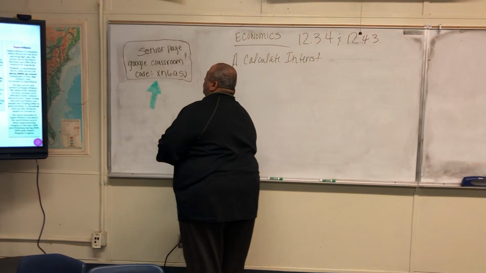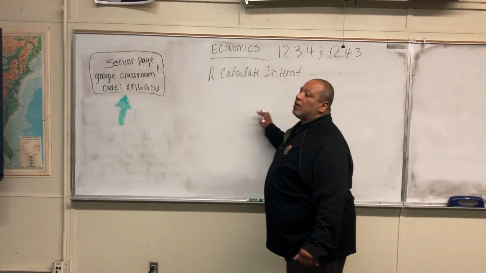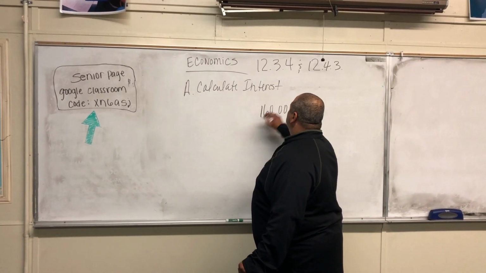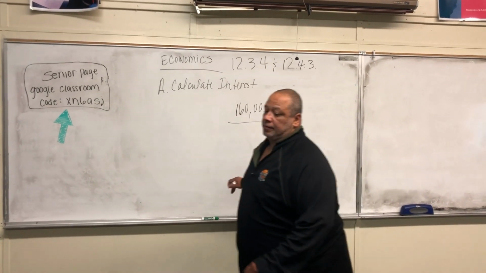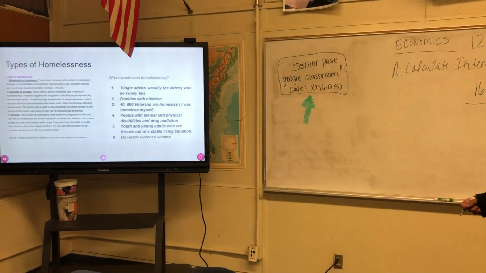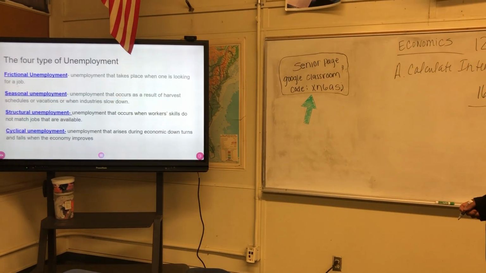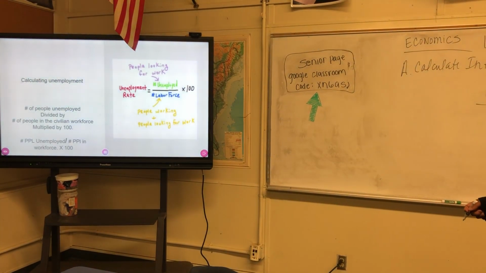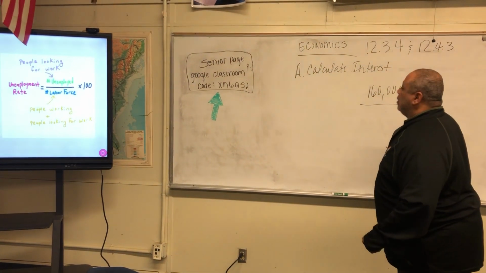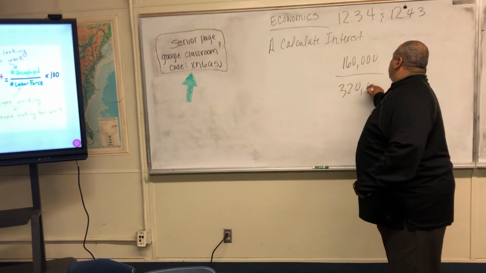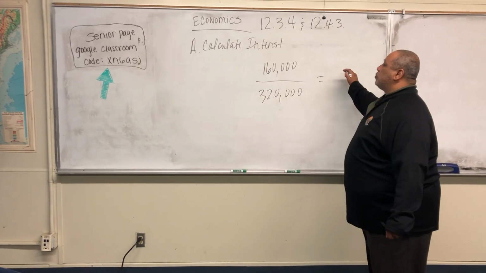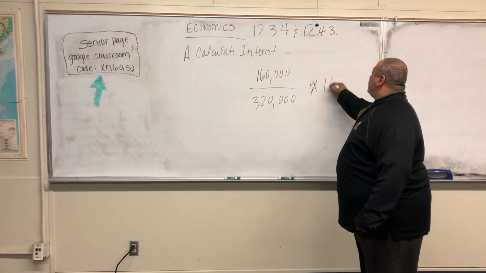I am going to now give you some information about how to calculate unemployment. So let's say we have 160,000 people that are unemployed. Let me go back to my formula so I get it right. Okay, so the unemployment rate, say there's 160,000 people that are unemployed and the labor force is 320,000. So what we do is we divide 160,000 by 320,000 and then you multiply that by 100.